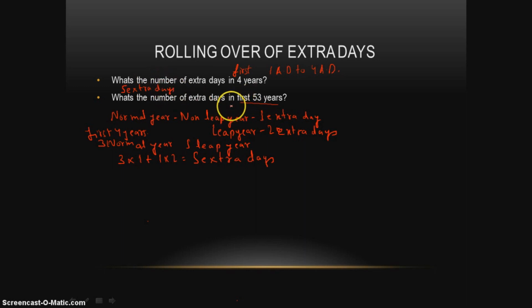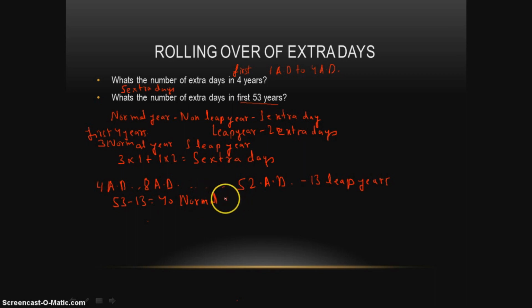But now let's come to the number of extra days in 53 years. In the first 53 years, we would realize that 1804 was a leap year, 1808 was a leap year, and similarly till 1852 we had leap years. So this is 13 leap years, and hence 53 minus 13 equals 40 normal years.